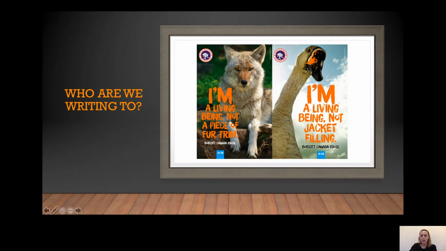You can see here a picture of a coyote and of a duck. And both of them say, well, one of them says, "I'm a living being, not a piece of fur trim. Boycott Canada Goose." And the other says, "I'm a living being, not a jacket filling." And these posters were made by PETA, which is a society which campaigns for the ethical or the fair or the humane, like the kind treatment of animals.